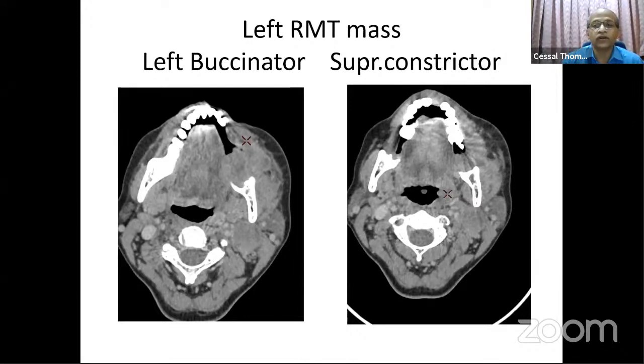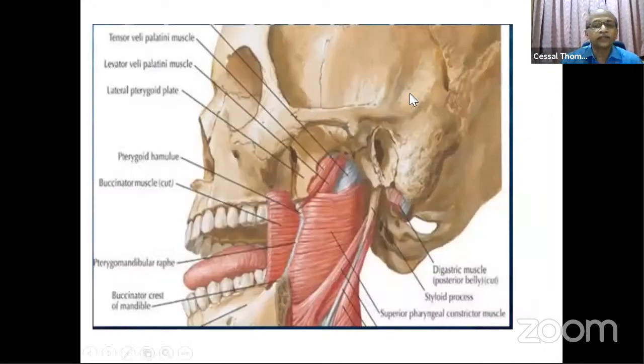It can easily go to the buccinator muscle. Similarly, it can easily go to the superior constrictor muscle. So how is it possible? We can see this picture. We can see the pterygomandibular raphe from the medial pterygoid plate to the inside of the mandible. This is the pterygomandibular raphe. And this is the buccinator muscle, it is attached to the pterygomandibular raphe. Similarly, this is the superior constrictor, attached to the pterygomandibular raphe. So both these muscles are attached.